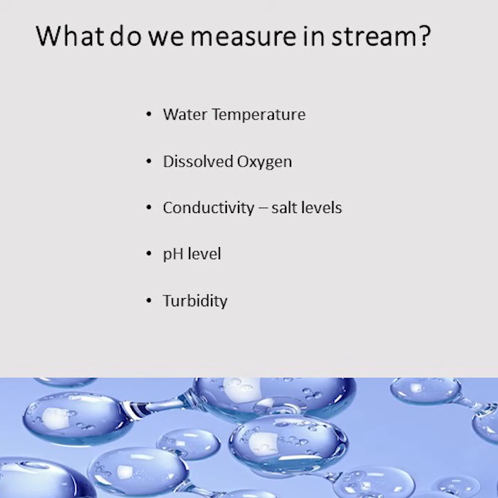The type of parameters we can measure in stream include things like water temperature, dissolved oxygen, conductivity or salt levels, pH and turbidity. Each of these parameters have an optimum range that help maintain a healthy ecosystem. By measuring these parameters, we get an indication of how healthy or potentially how polluted a stream or wetland is. There are guidelines that you can compare your measurements to see what condition the river or wetland is once you have measured it.